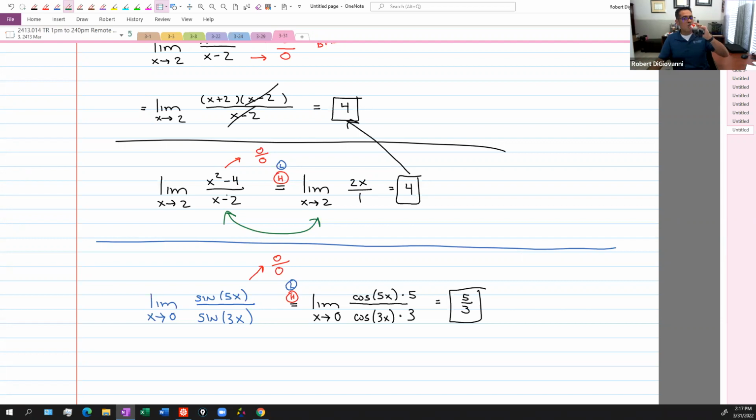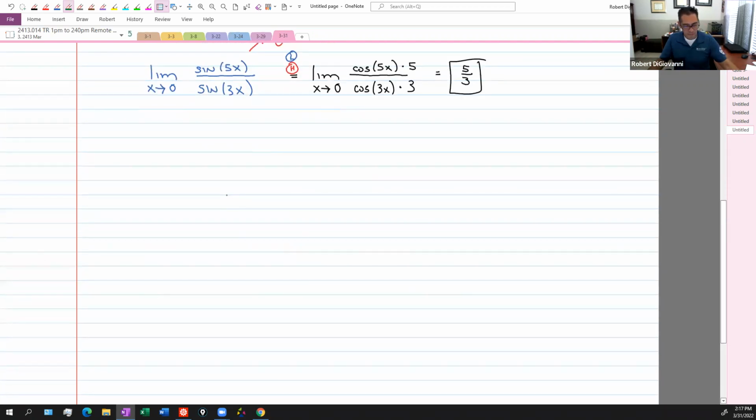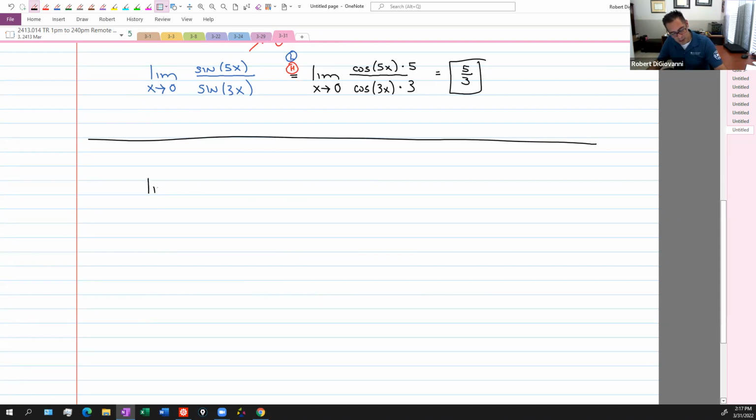Can we do another one? We will. How about this one? Limit as x goes to infinity of 4x squared plus 3x minus 1 over x squared plus x plus 1.